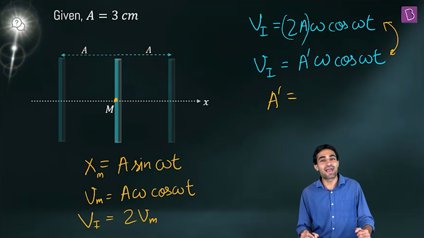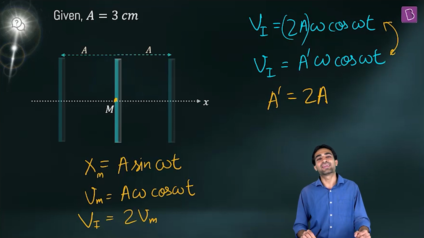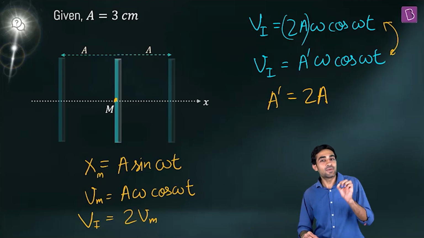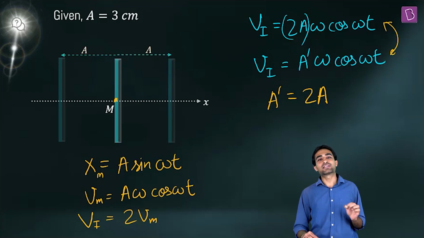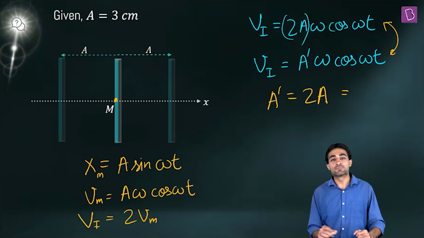Can you tell me what is A dash? You will say yes, A dash is 2 times of A. What was A? A was the amplitude of SHM of the mirror. What is A dash? A dash is the amplitude of SHM of the image. Okay, so we can see it is 2 times of A.